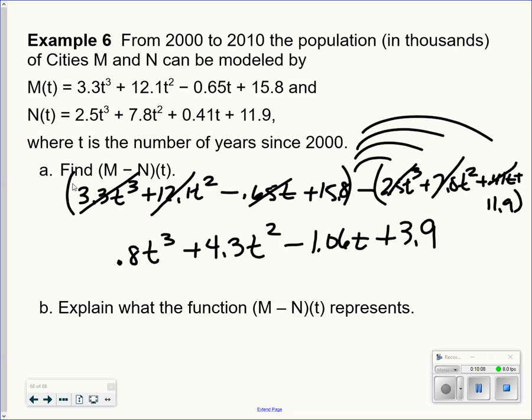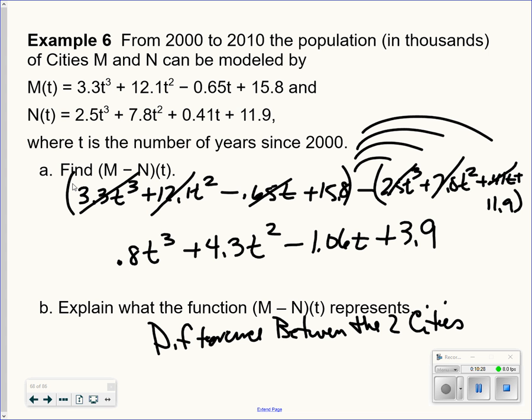Explain what the function M of T represents. They took the population of M minus the population of N, so it'd be the difference between the two cities' populations. So it's the difference between the two cities, or how much bigger city M is compared to city N.